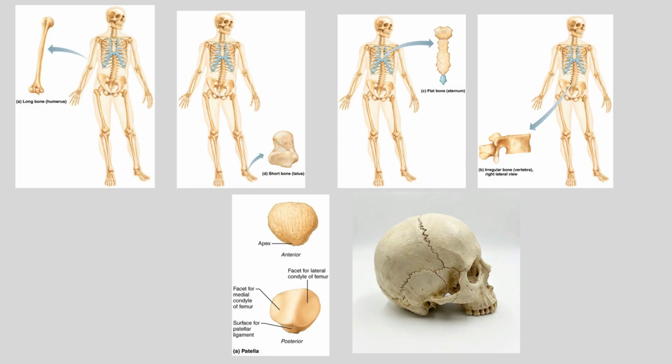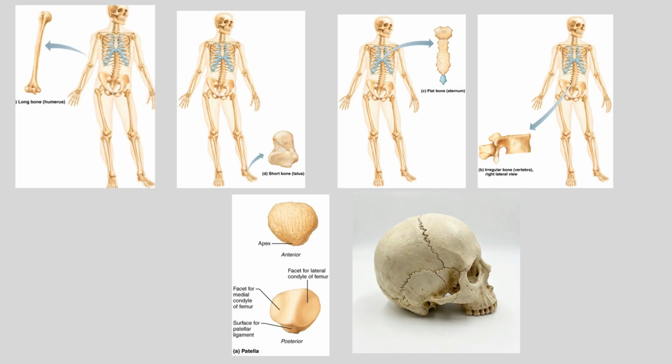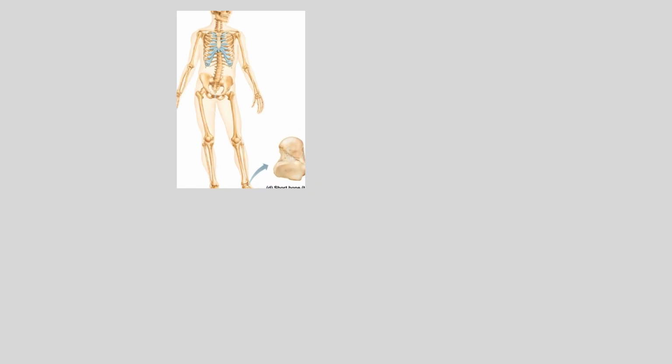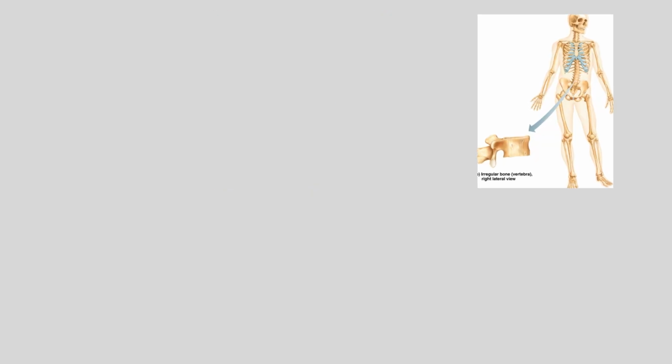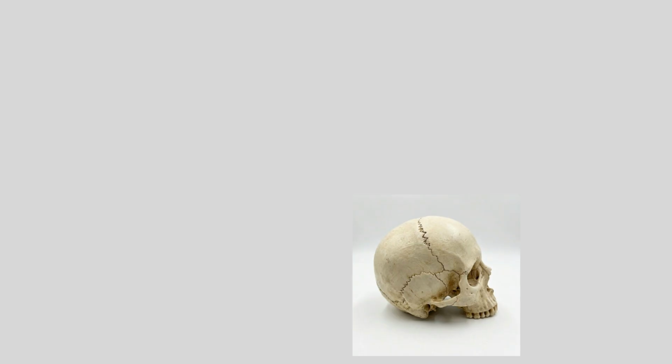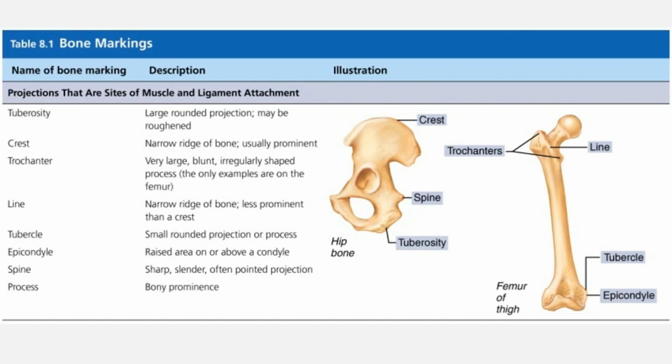Classification of bones based on their relative gross anatomy. Long bone, short bone, flat bone, irregular bone, sesamoid bone, wormian or sutural bone. Bone markings. Projections that are sites of muscle and ligament attachment: tuberosity, crest, trochanter, line, tubercle, epicondyle, spine.